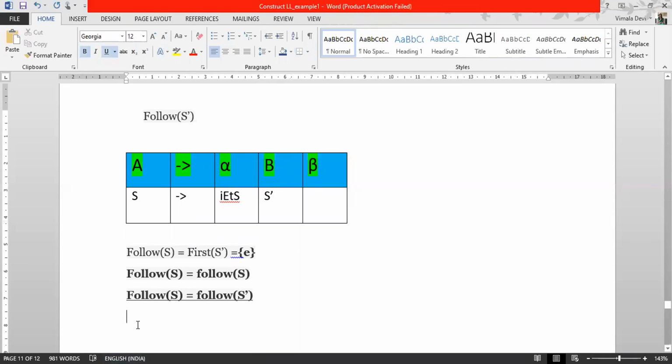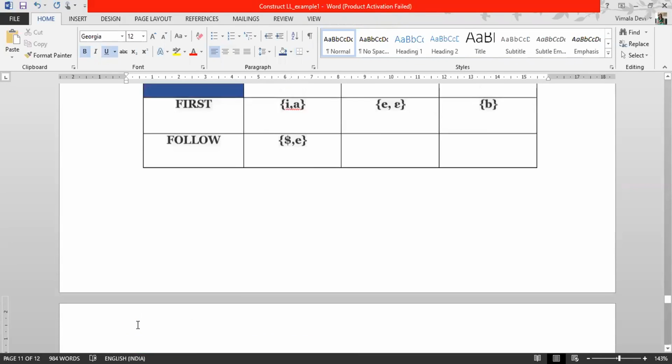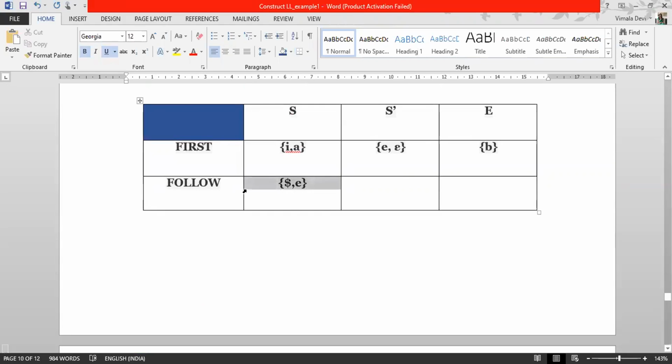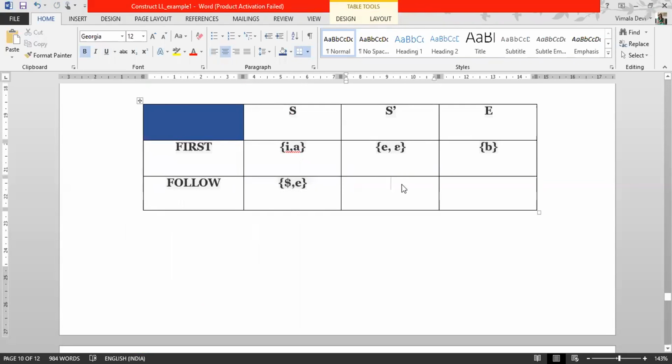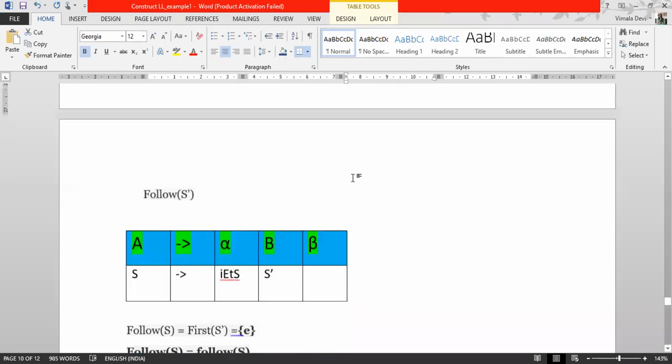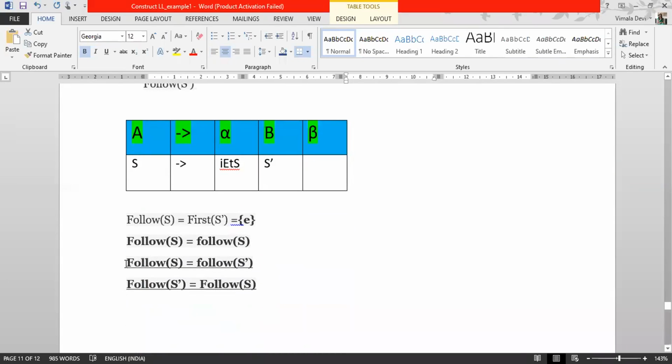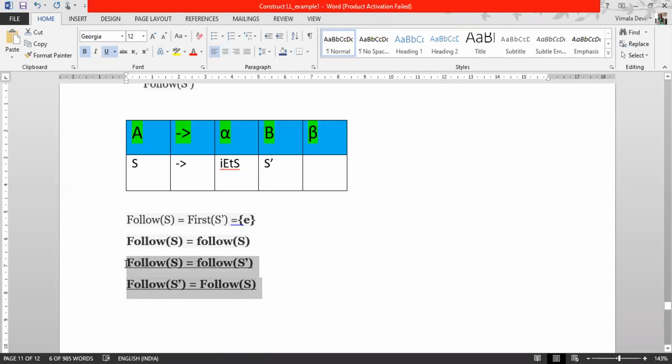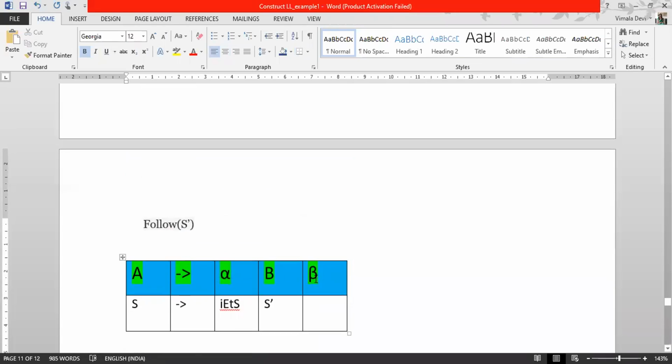So let me write the rule. Follow of S' is equal to follow of S. So how do I update it here? I just copy and paste it here. Control C and Control V. Now, of course, after computing follow of S', we can update follow of S also, but there is no change. We have exercised both the rules, right? So furthermore, there is nothing to exercise. So let me remove the underline now. So we have computed follow of S' also.